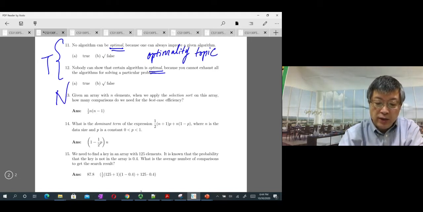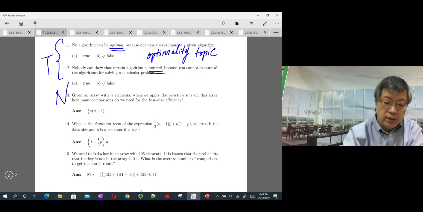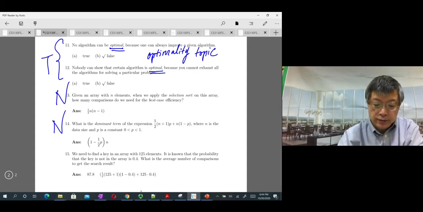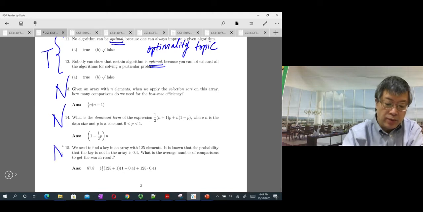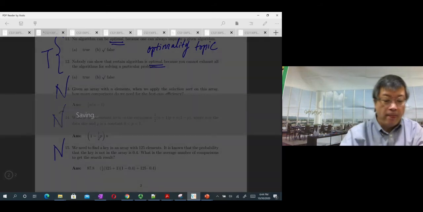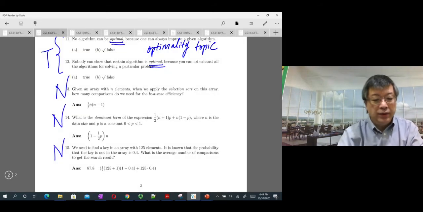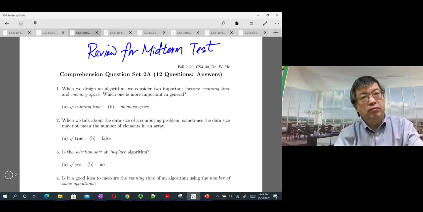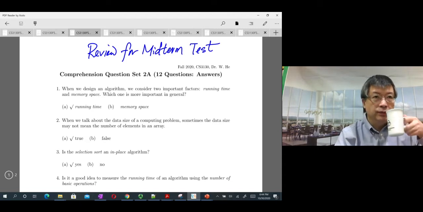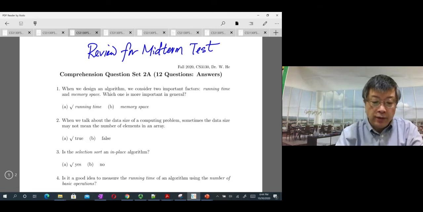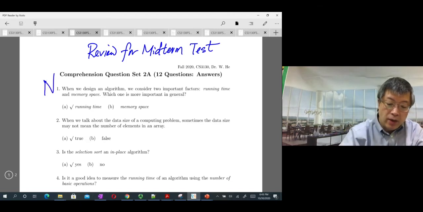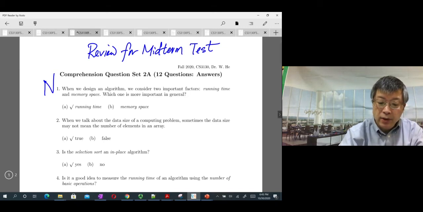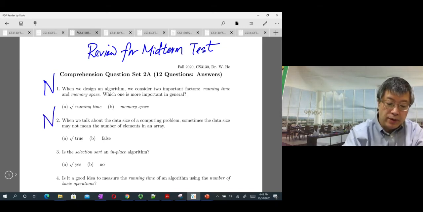This one, let me skip it. All right, so that's the second set. The reason is there are too many topics, so I have to skip many of them. Running time, let's skip. Data size, let's skip.